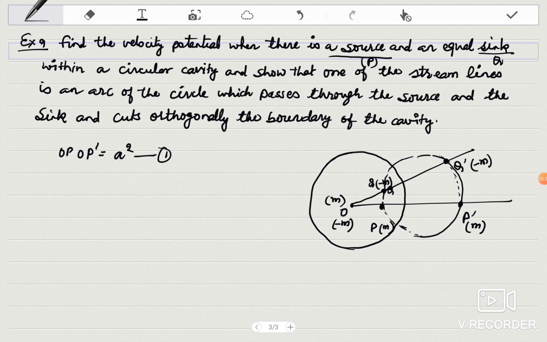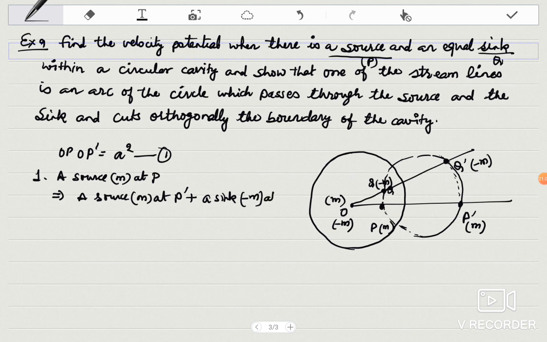Now we again come to the first part. You have to find the velocity potential when there is a source and an equal sink within a circular cavity. Now by the image system, first of all you have a source of strength M at P. Its image system implies a source of strength M at P' plus a sink of strength M at O.